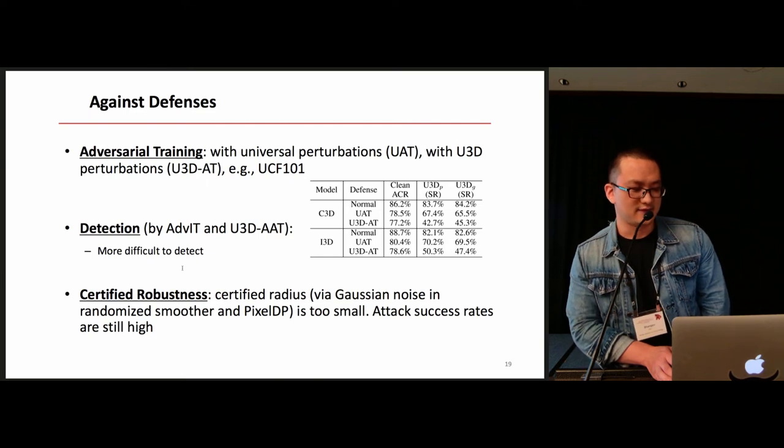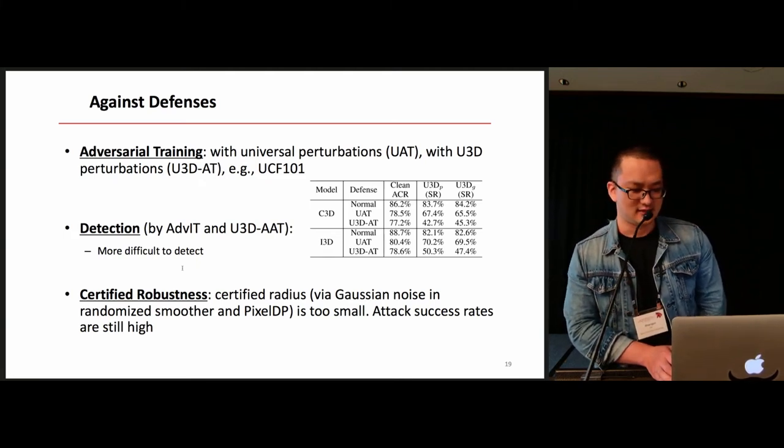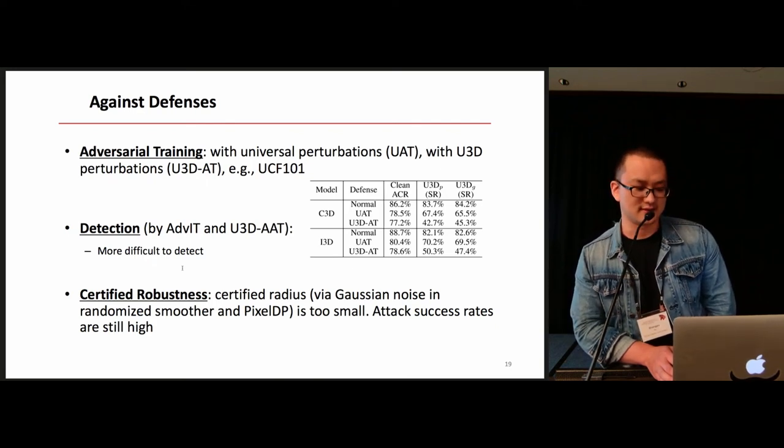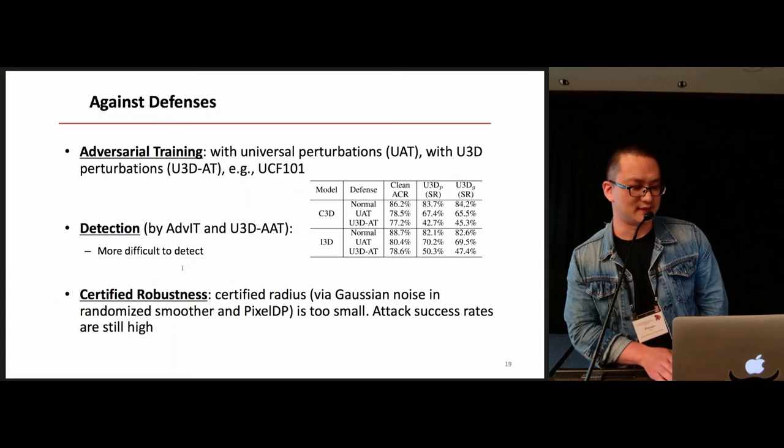So for the adversary training, we specifically adopt the so-called universal adversary training that specifically targets universal perturbations. You can see the adversary training can defend against our attack to some extent. However, this adversary training requires actual knowledge of our U3D noise. Besides, it's kind of computationally costly because it's a min-max optimization.